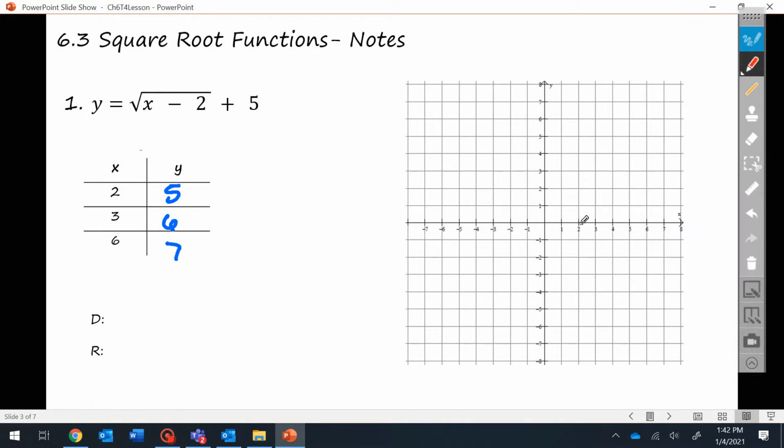So our first ordered pair is 2 comma 5, right here. And that's our initial point. That's where it starts. Next ordered pair is 3 comma 6, so it's right here. Our next ordered pair is 6 comma 7, so 6 comma 7 is right here. You notice that it looks just like the other function. It just looks like the parent function, except it's been moved a little bit.